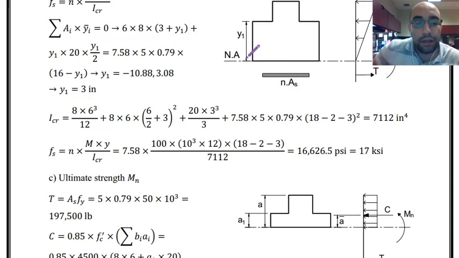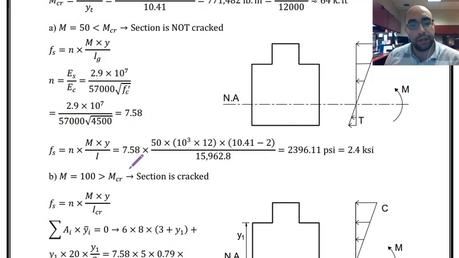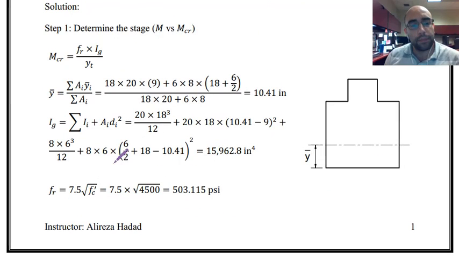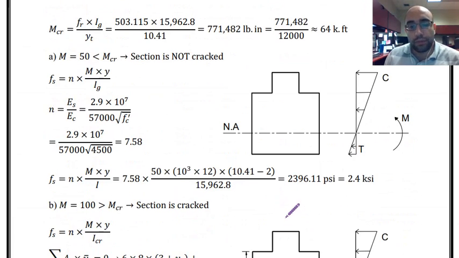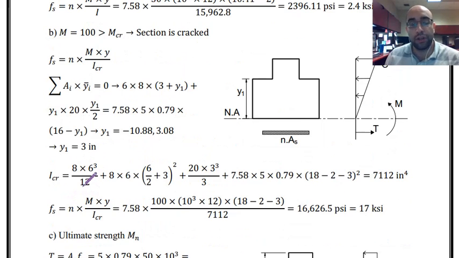Now I can calculate the moment of inertia of this cracked section. The procedure is the same. All I need to do is to use the equations that I showed you earlier, this equation. The only difference in the cracked section is the configuration of the section, but the equation that we need to follow is the same. So as you can see over here, I calculated the moment of inertia of the transformed section, or this section that we have over here.